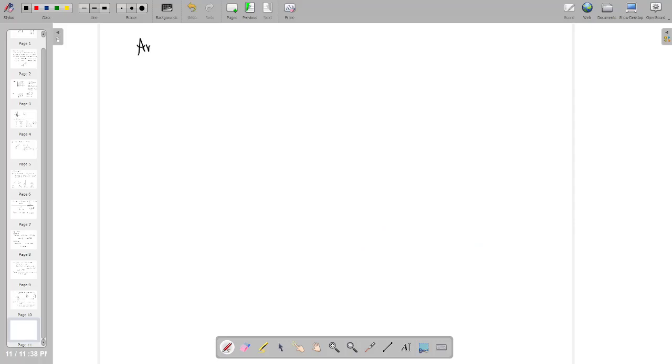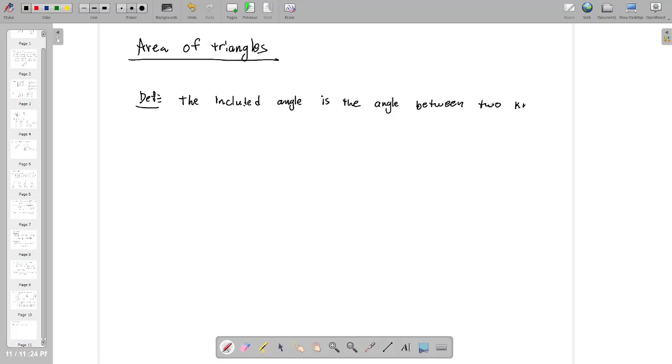The next topic I want to talk about is area of triangles. Definition: the included angle is the angle between two known legs of the triangle. So if we have a triangle that looks like this, and we know a and b, then theta is the included angle. If we said that this was angle theta, then theta would not be the included angle. So this is the angle that's included between a and b.